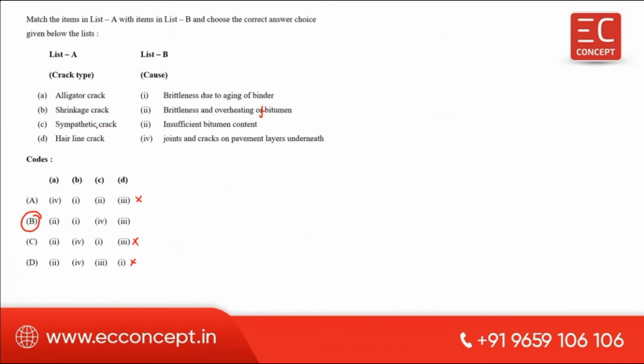So the sympathetic crack, then you can take joints and cracks on pavement layer underneath. Hairline crack, that is insufficient bitumen content. So these are some of the things. Okay.